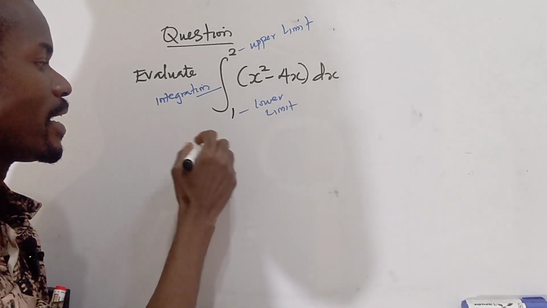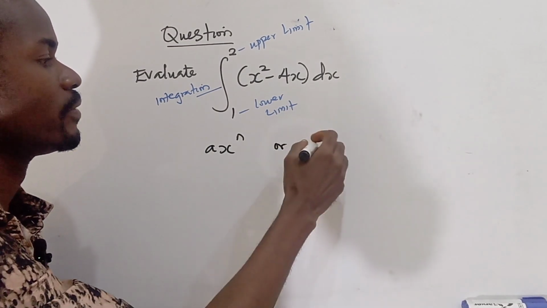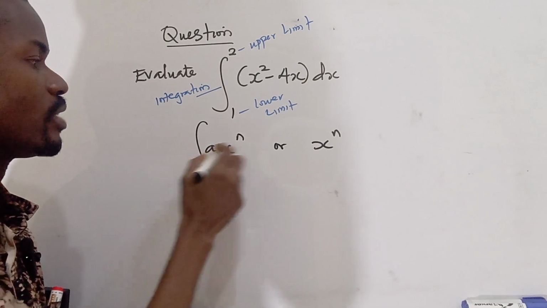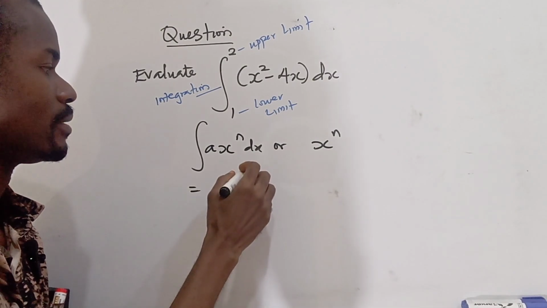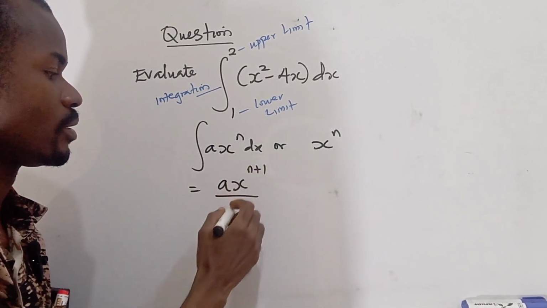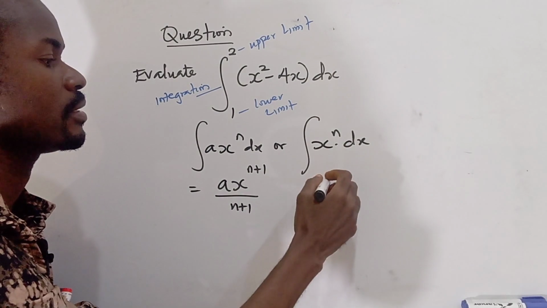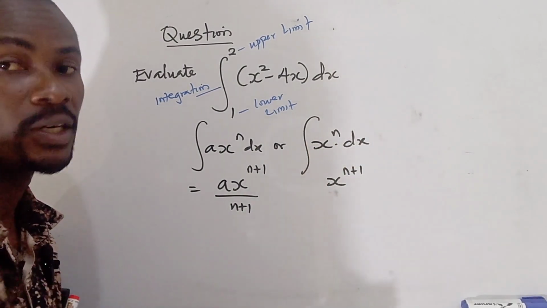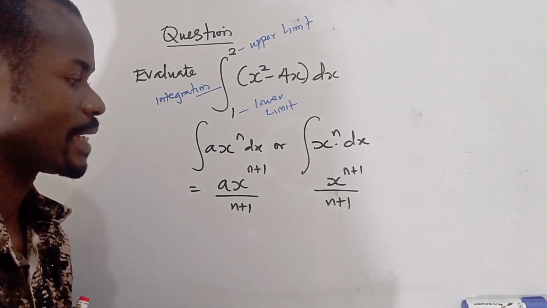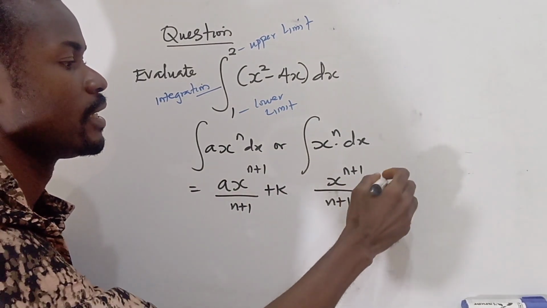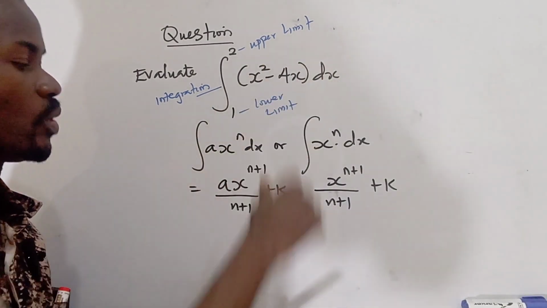Now to integrate this, if I have, say, ax raised to power n, or if I have x raised to power n, if I should integrate this with respect to x, all I need to do is add 1 to the power and bring all this down. Most times when you do that, you put what? A constant, k.